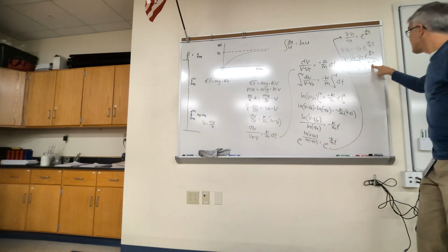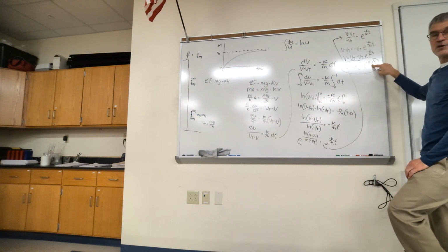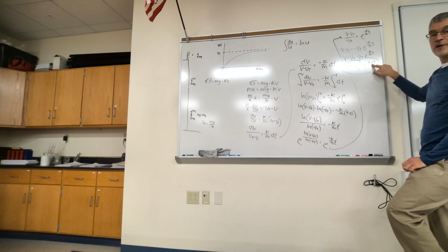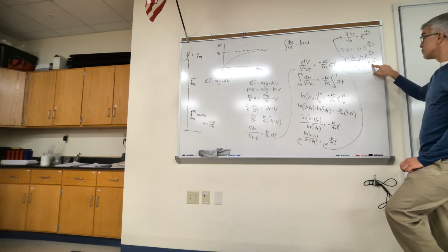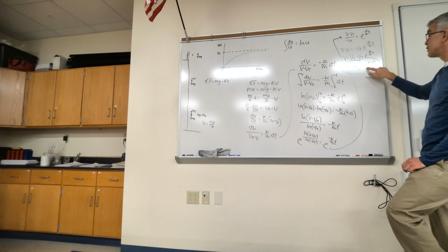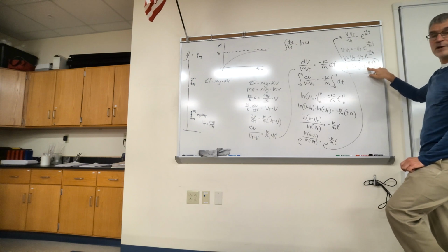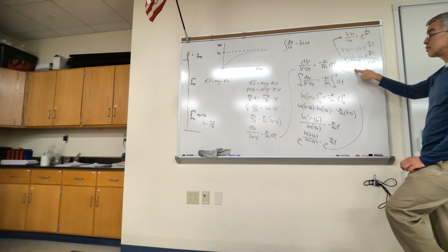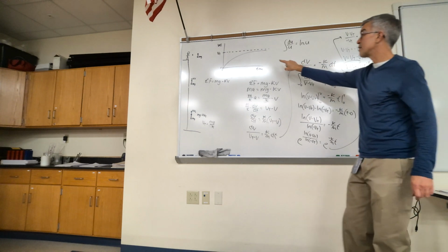If I make t a very large number, like infinity, e to the negative infinity is 0. So inside the parentheses, I have 1 minus e to the negative infinity, or 1 minus 0. So as t approaches infinity, v approaches terminal velocity, which is exactly what we have here.